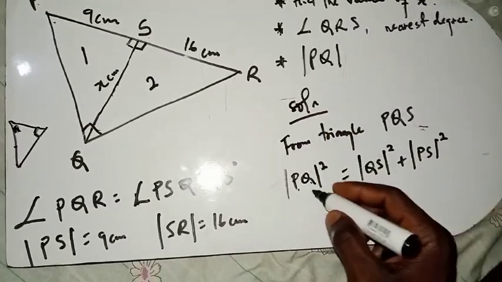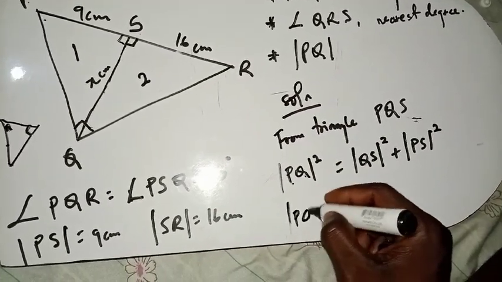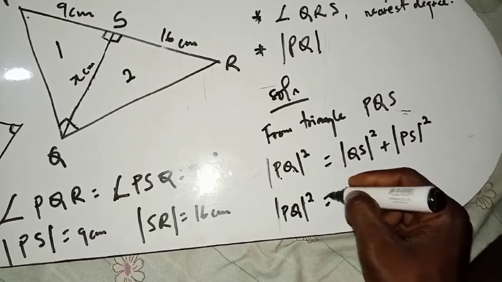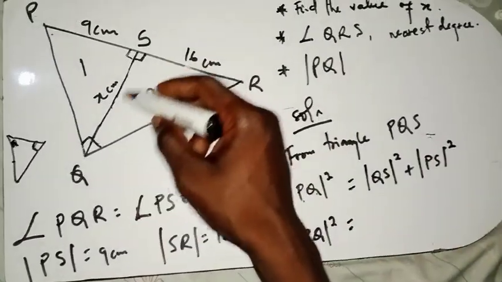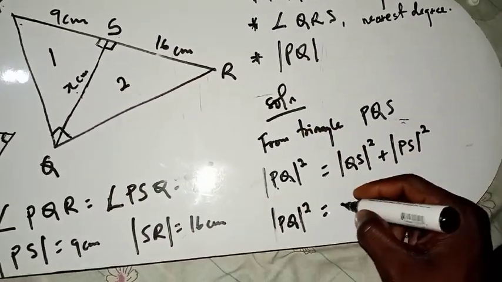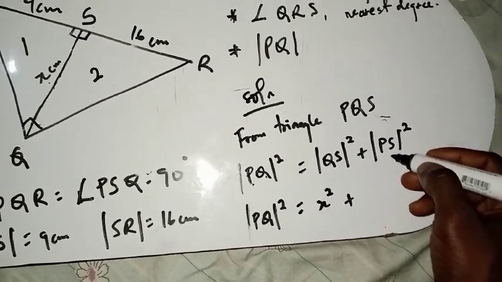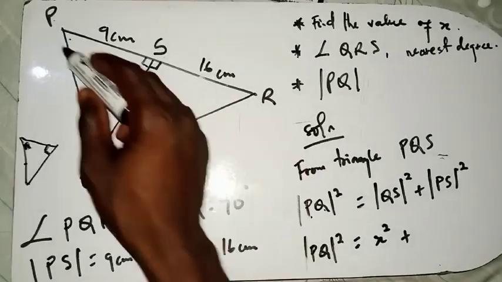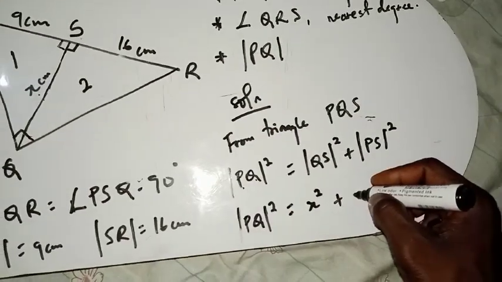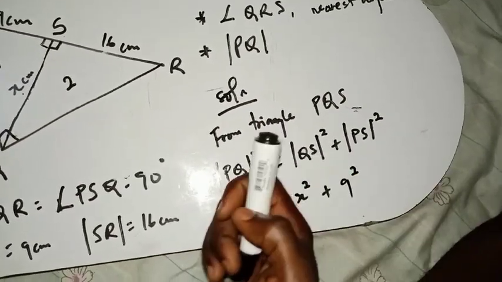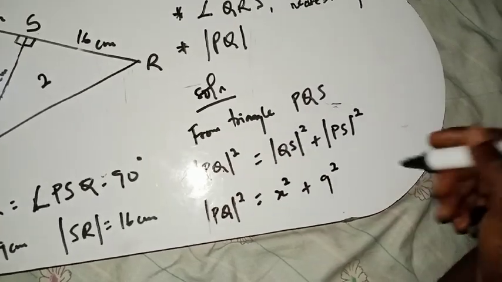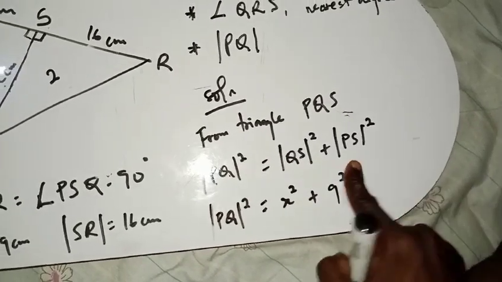So here we maintain this one as it is, PQ square, that is going to be QS. Do you have QS? QS, that is the x here. So you have x square plus this guy here, PS. PS is 9, so we have 9 squared, that should be 81, right? Okay, so here I can clean this one to be 81.